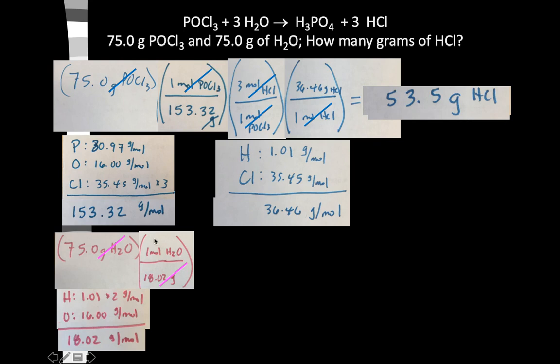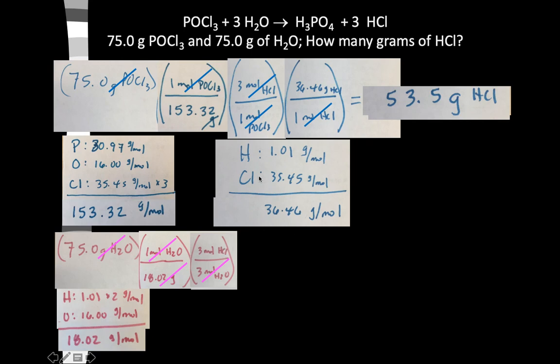grams cancels. I'm at moles of water, but if I'm going to get to grams of HCl, I need to do the mole to mole switchover step. So I look at my balanced equation. I want moles of water to cancel. There are 3 moles of water in this balanced equation and 3 moles of HCl. The water goes on the bottom, so that moles of water cancels. Now I'm at moles of HCl.